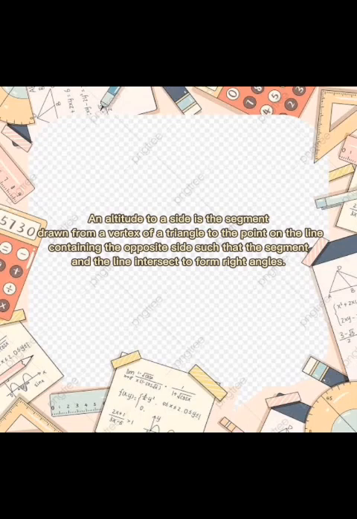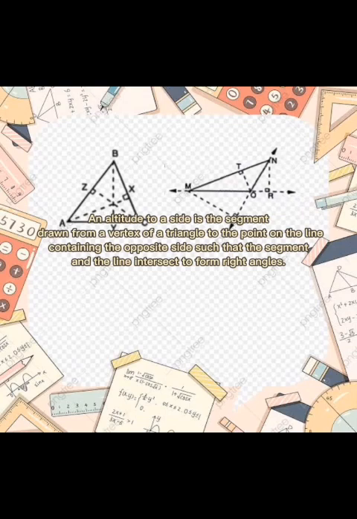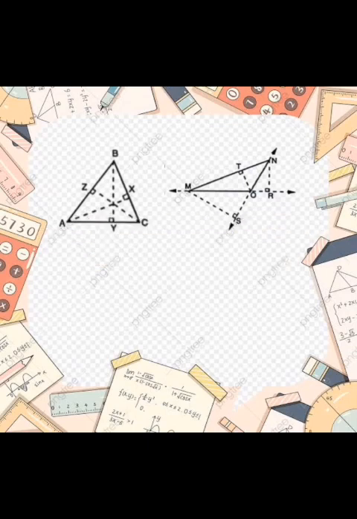An altitude to a side is the segment drawn from a vertex of a triangle to the point on the line containing the opposite side, such that the segment and the line intersect to form right angles. In triangle ABC, AX, BY, and CZ are the altitudes. In triangle MNO, MS, NR, and OT are the altitudes.